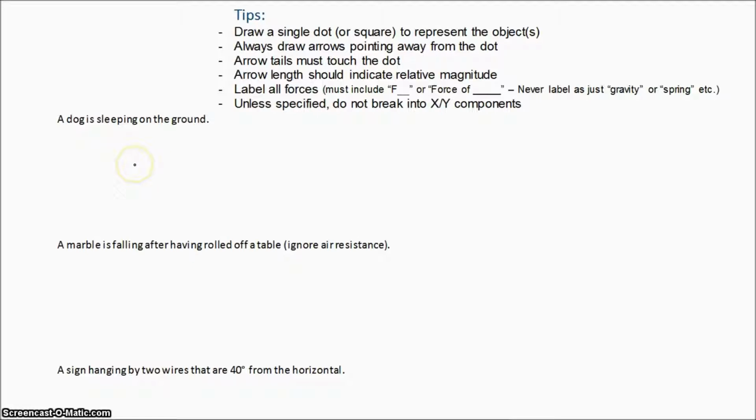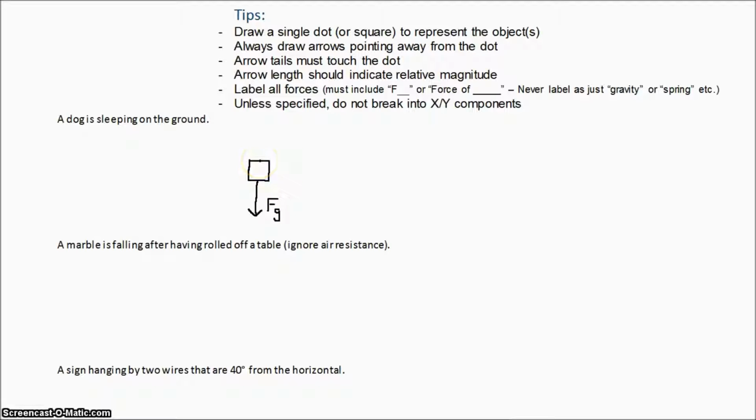So, to start with, we have here a dog sleeping on the ground. Don't worry about drawing a dog. We just draw a square or a circle to represent the dog. The most obvious force on this dog is gravity, and gravity always pulls straight down. We'll label this our force of gravity.